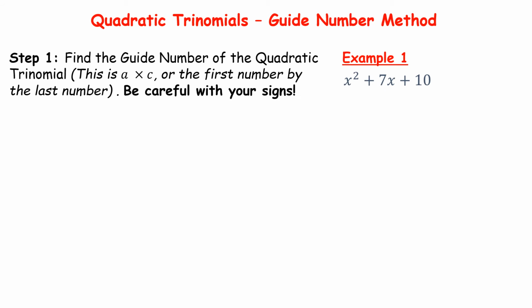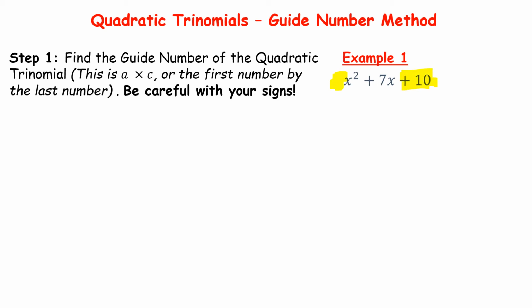So the first step we're going to do is we're going to find the guide number of the quadratic trinomial. Now, this is called the guide number method, and we will see that there are other ways. Well, there's like a shortcut, and I will show you eventually the shortcut, but for the moment we're going to stick to guide number. And we want to find the guide number. So if you think on the road, your guidelines are either side of the car to keep the car where it's meant to be. Our guide number is what's at the start and the end. So it's what's here and what's here.